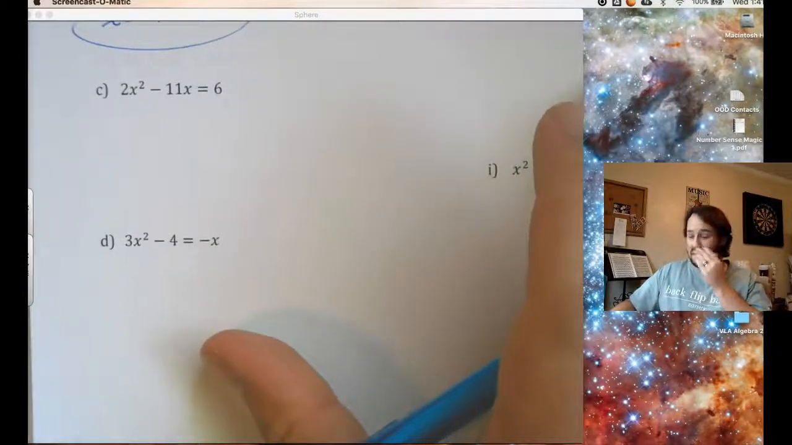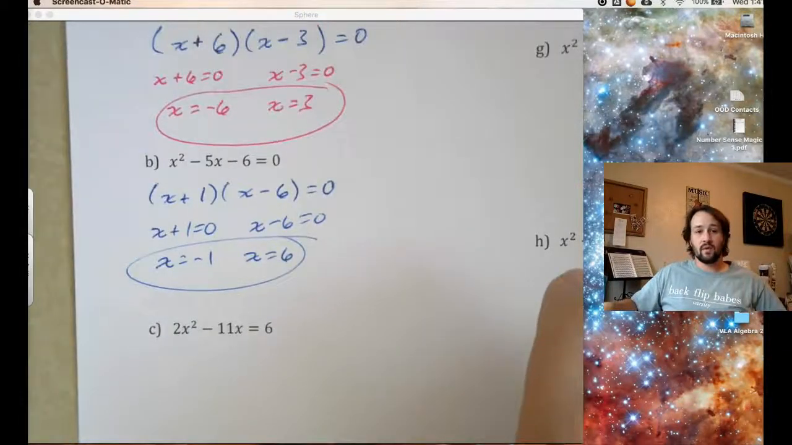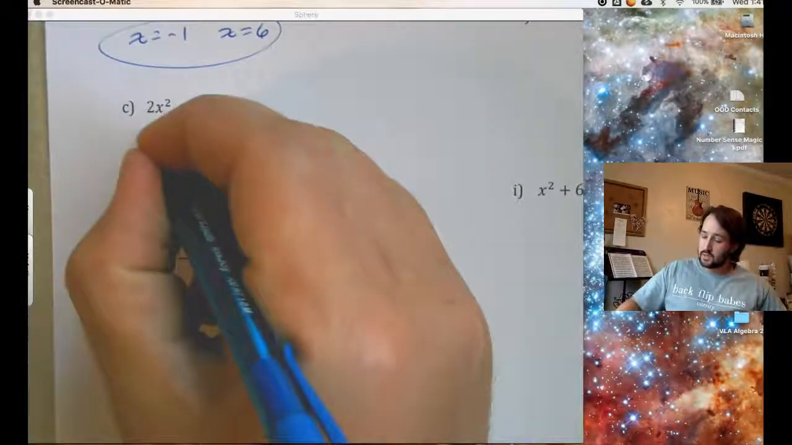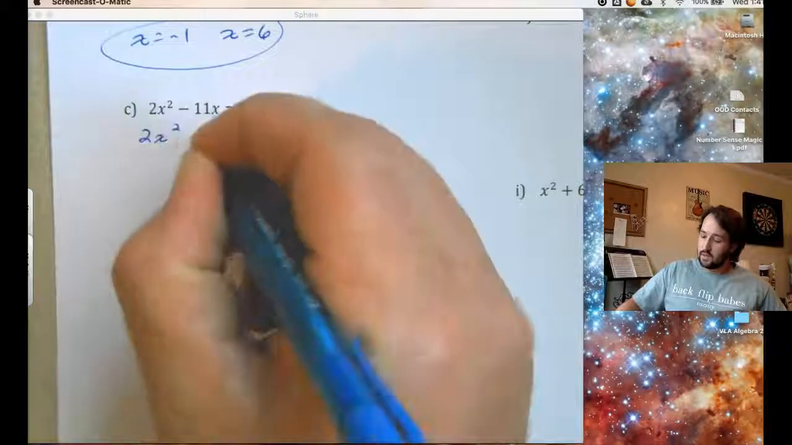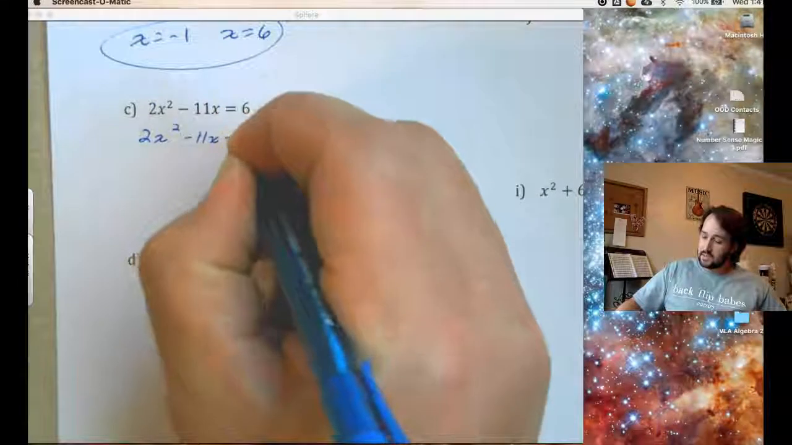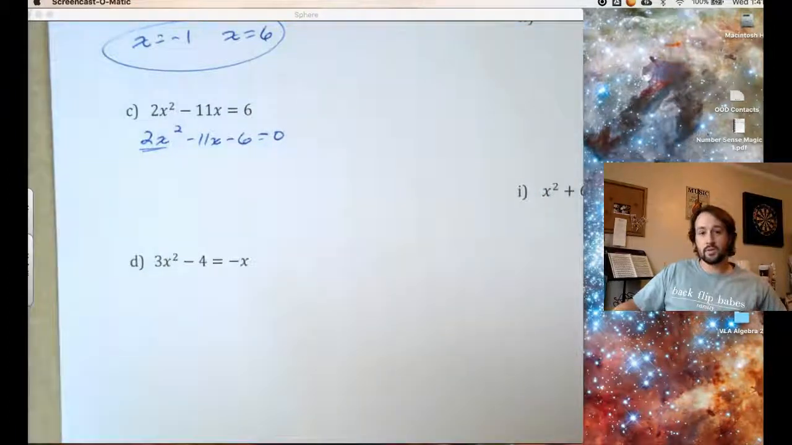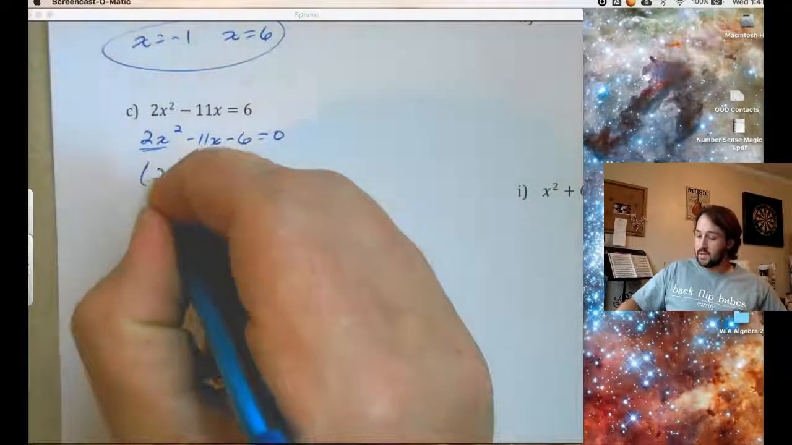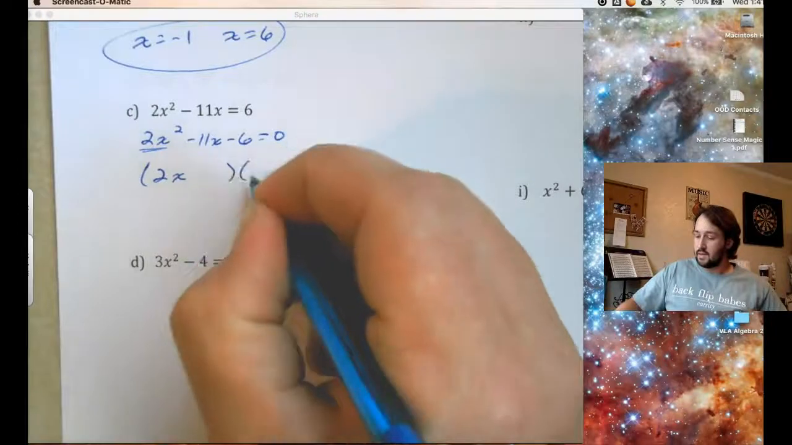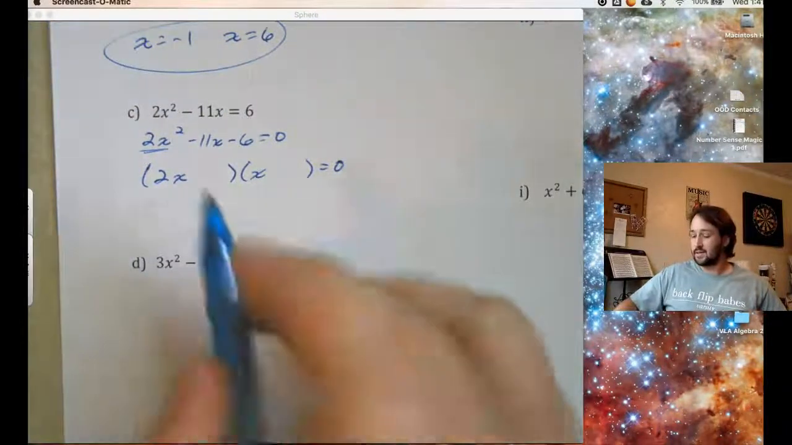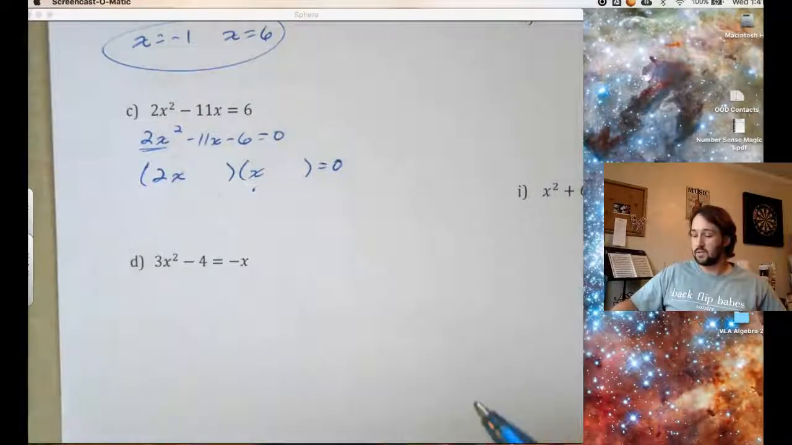So notice this one. Both of them before, we've had it equal to 0. So here I'm going to have to move over the 6 in order to make sure this equals 0. So 2x squared minus 11x minus 6 equals 0. So now with factoring this one, this 2x squared is important to notice because that means I'm going to have 2x and x as my first terms instead of just an x and an x. I got to do 2x times x gives me the 2x squared.